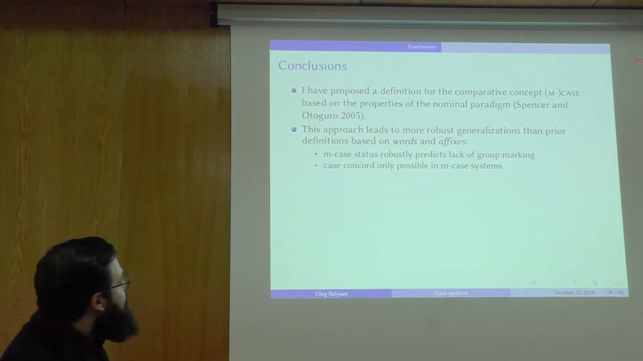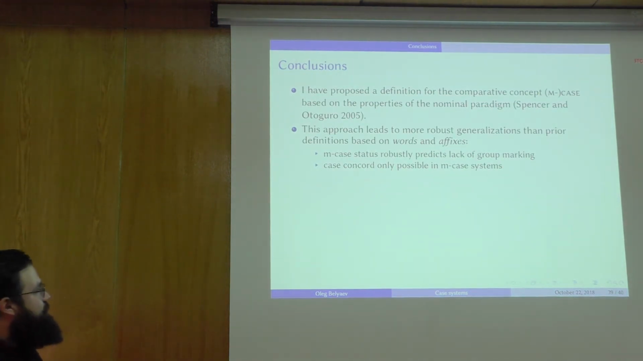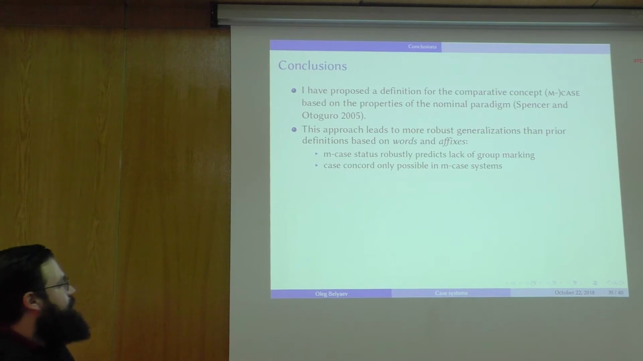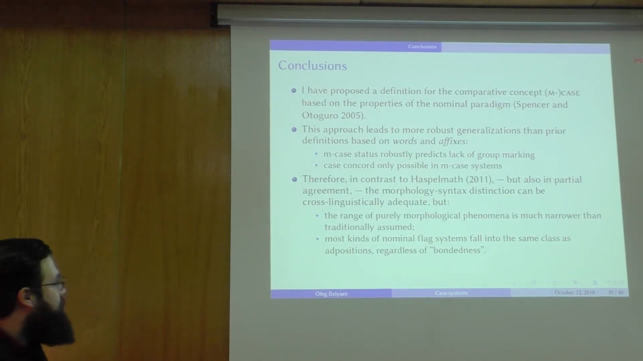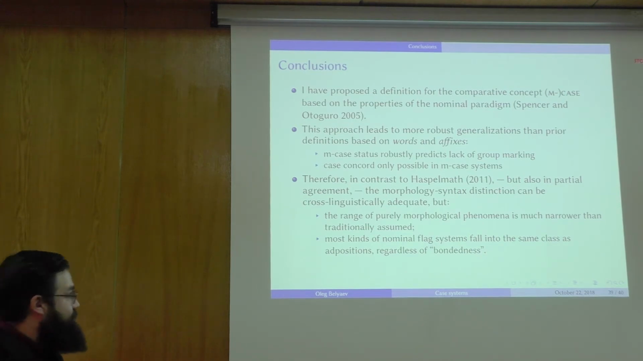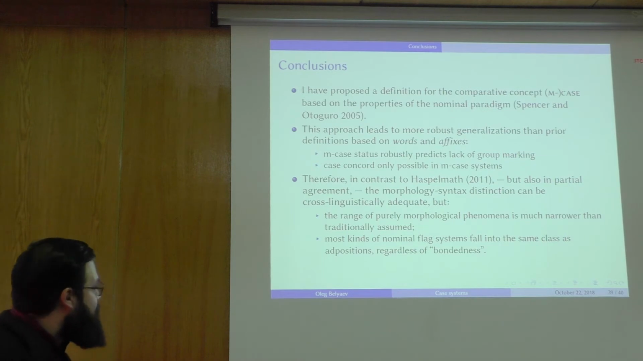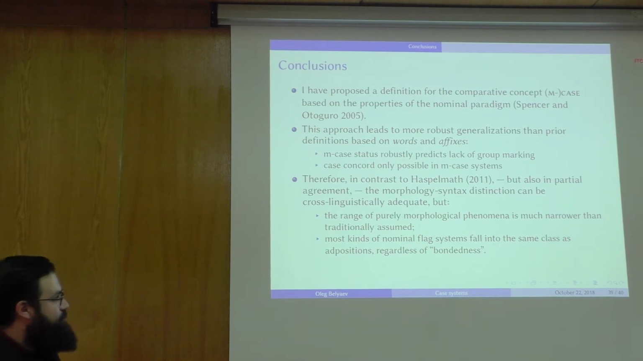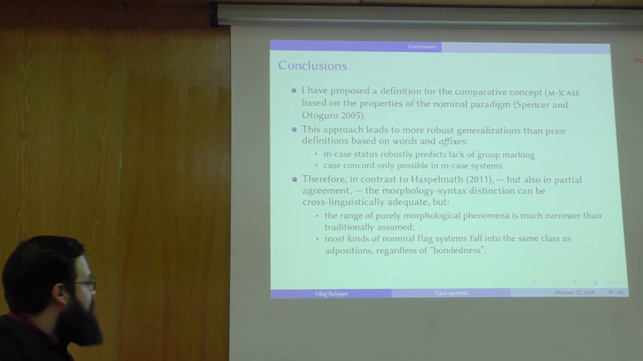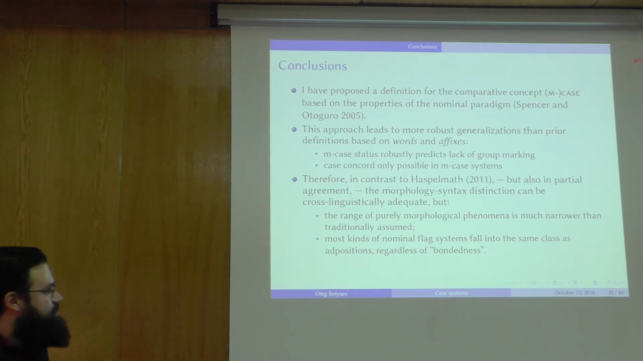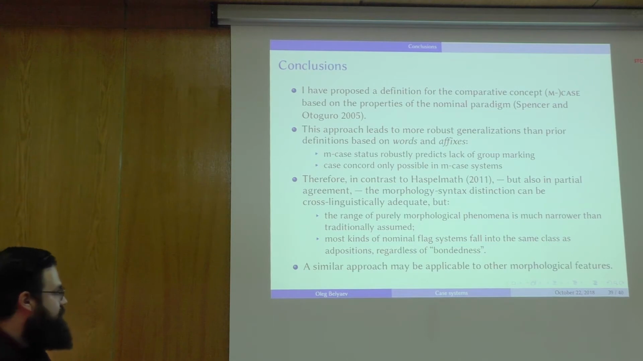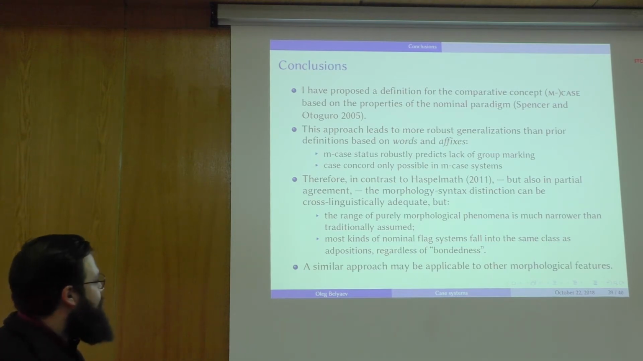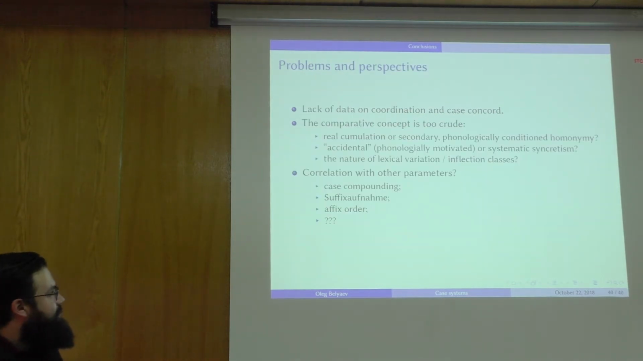So this approach seems more robust than prior definitions based on words and affixes, because MK status robustly predicts lack of group marking, and case concord is only possible in MK systems. Therefore, in contrast to Haspelmath's remarks, but also in partial agreement, the morphology-syntax distinction can be cross-linguistically adequate, but the range of purely morphological phenomena is much narrower than traditionally assumed, and at the same time, most kinds of nominal flag systems fall into the same class as adpositions, regardless of the degree of bondedness. So there is a place for morphology, but it's a bit of a narrow one in this study.